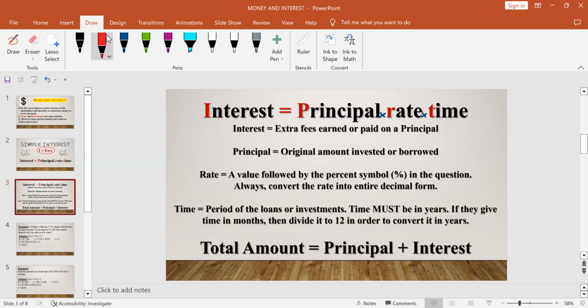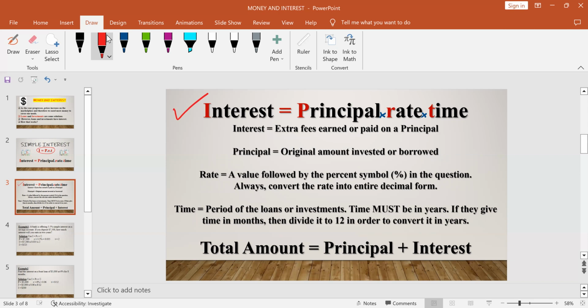Now let's understand each keyword before we jump to calculation, because it's important. That's math. If you don't understand the keyword, you cannot solve the problem. And also, yes, we need a formula to solve problems, but if you don't know how the formula works, you cannot solve the problem. So let's pay attention to each keyword. Interest equals principal multiplied by rate multiplied by time.